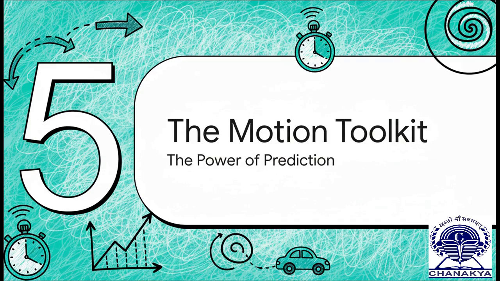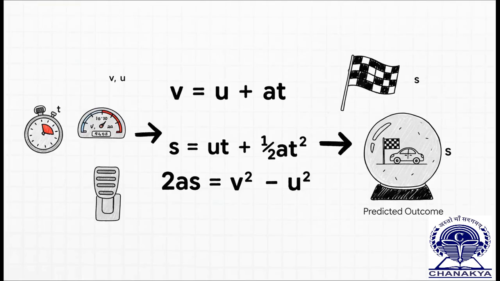Okay, we've collected all our individual tools: reference points, displacement, velocity, and acceleration. Now it's time to put them all together and build something truly powerful, something that gives us the power of prediction. And here they are. These are the equations of motion. Now, don't get scared off by the letters and symbols. Just think of these as recipes. If you know a few of the ingredients, like where something started from and how it's accelerating, these equations let you calculate exactly where it will be and how fast it'll be going at any point in the future. It's like a crystal ball for physics.